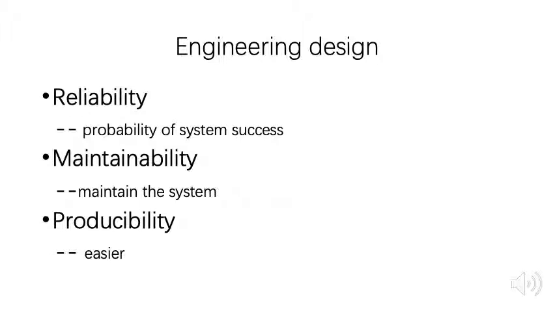For the engineering design part, I will introduce the example from three factors. The three factors are reliability, maintainability, and producibility, and those are the three factors we need to consider in the engineering design. I think these three parts are very important. The first one is reliability. It means we need to know the probability of system success.